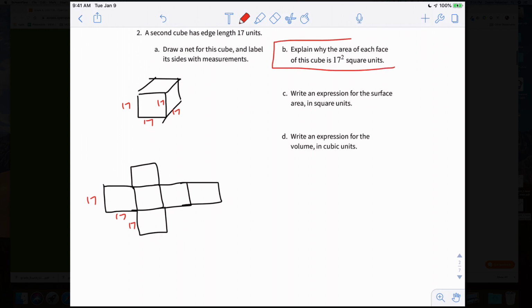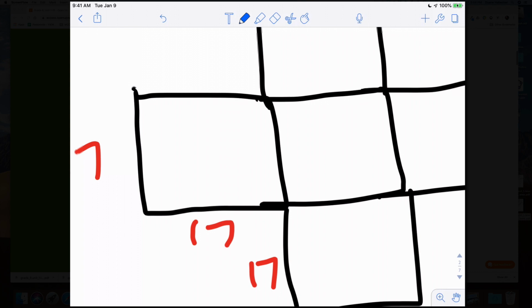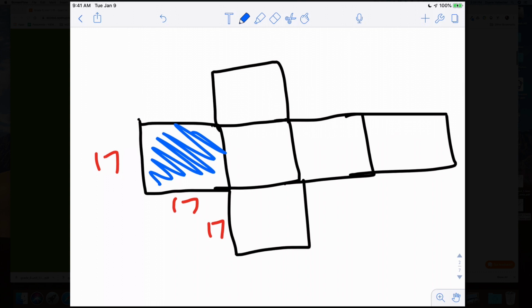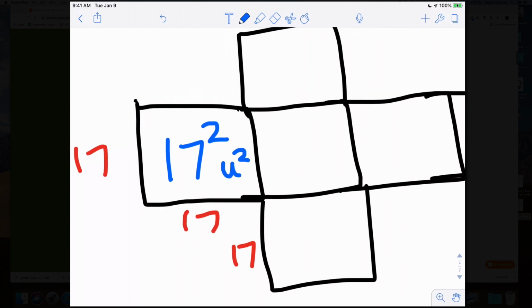It says explain why the area of each face is 17 squared square units. Well, that's pretty straightforward because the way to get the area of each face, this face right here, is length times width. What's the length? The length is 17. What's the width? 17. And so the area of this face is 17 times 17, which is 17 squared. And then, of course, we should say square units.